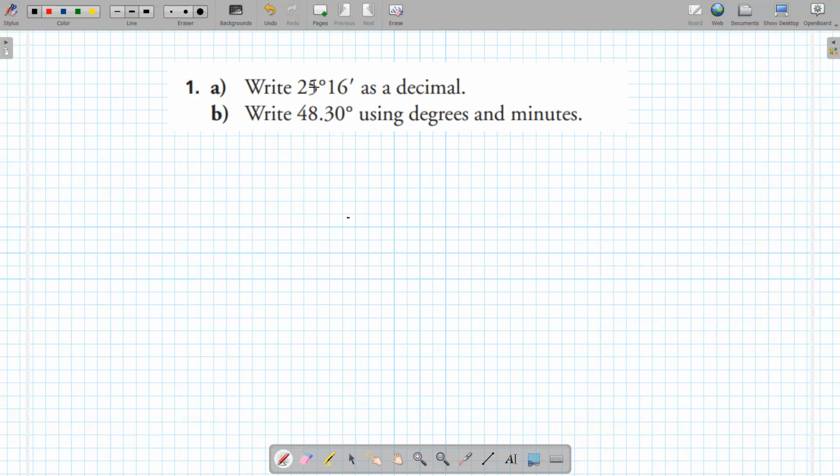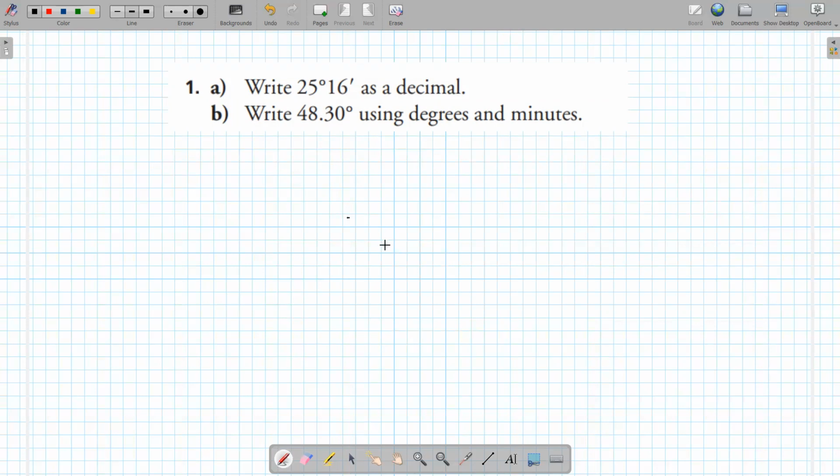The first one is 25 degrees, 16 minutes. It says write that as a decimal. Now, where's that minutes thing coming from? Because we usually measure the longitude, the vertical up-down thing, using a clock. That's how we measure it. That's why there's a minute and a second element on it. But it's not too difficult.